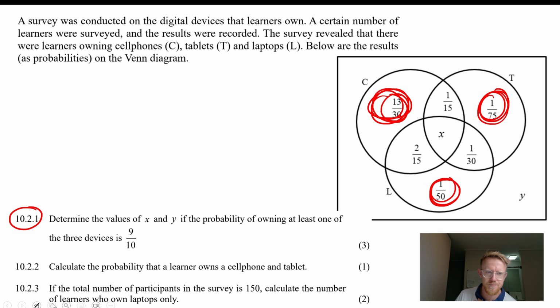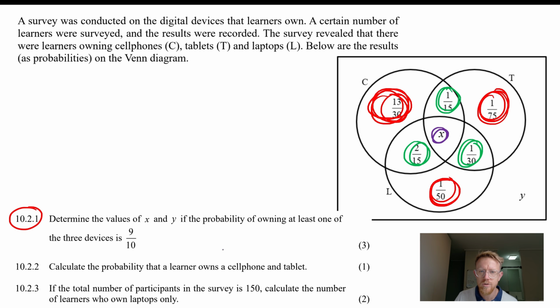So now these people here, they own a cell phone and a tablet. Okay? These people here own a cell phone and a laptop. These people here own a tablet and a laptop. And then these people here, they own a cell phone, a tablet, and a laptop.